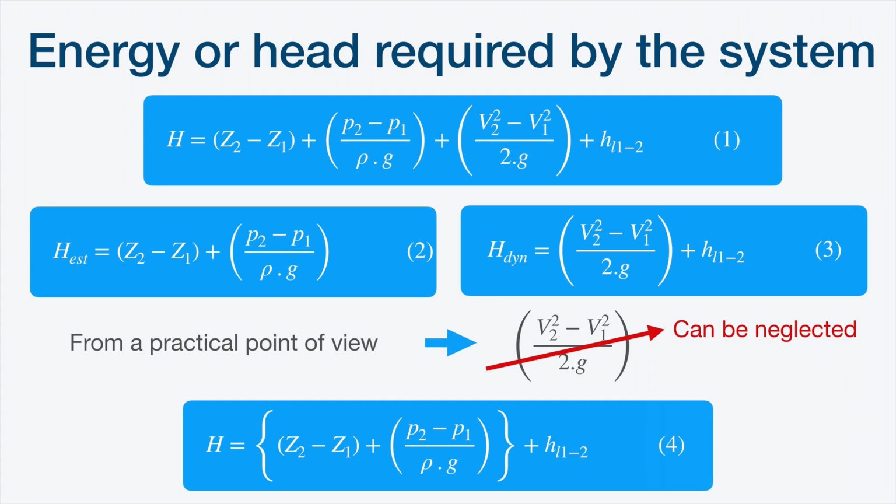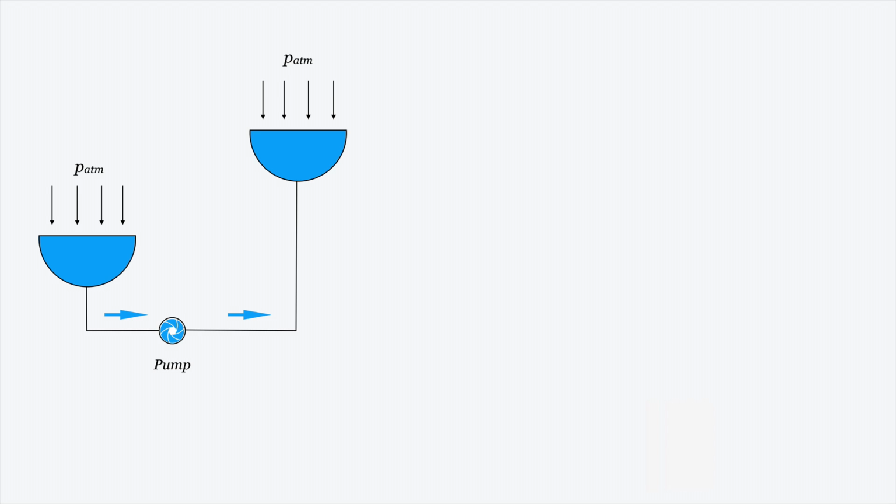Now we're going to see how to calculate, how to draw, how to build the curve of the system for different cases. The first of these cases is this one. We need to transport or convey the fluid from one vessel to another. The atmospheric pressure is acting over the liquid surfaces of both vessels.